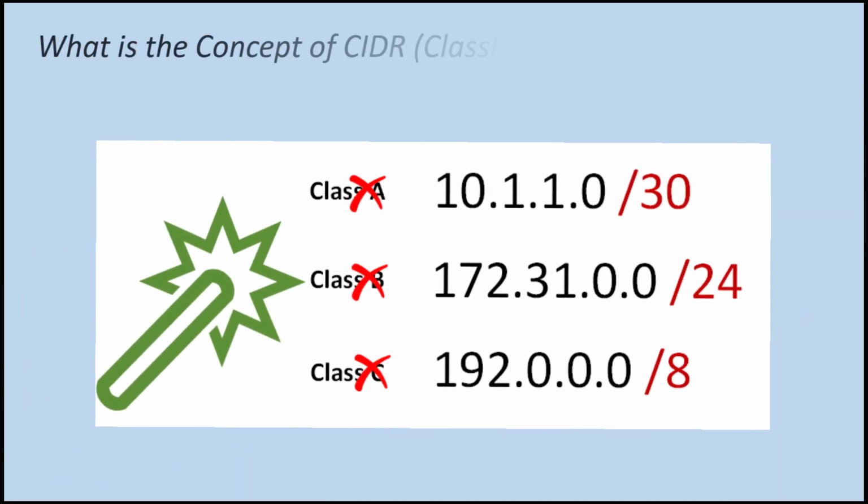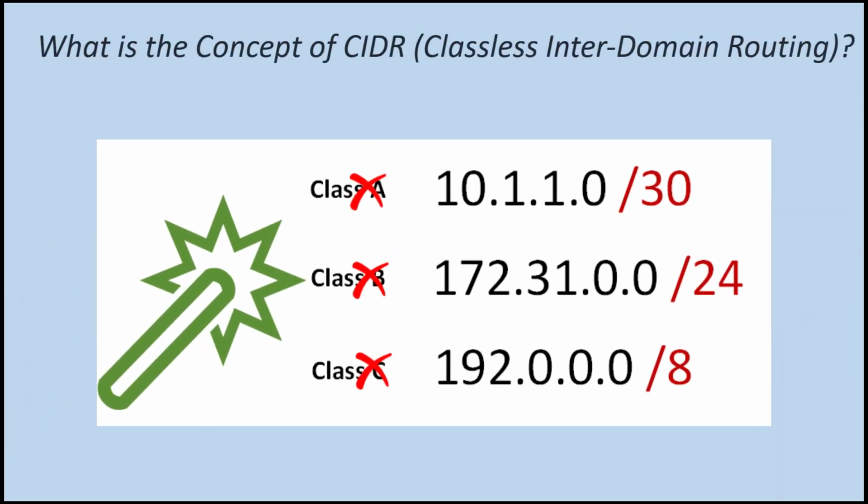What is the concept of CIDR, or Classless Interdomain Routing? CIDR is not your usual address scheme. It's a real game changer that brings a whole new level of flexibility to how we divvy up IP addresses. Instead of sticking to the old school class-based method, CIDR steps in with variable length subnet masking, or VLSM, giving address space a fresh perspective.